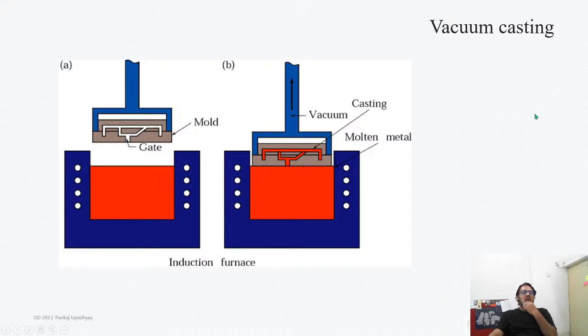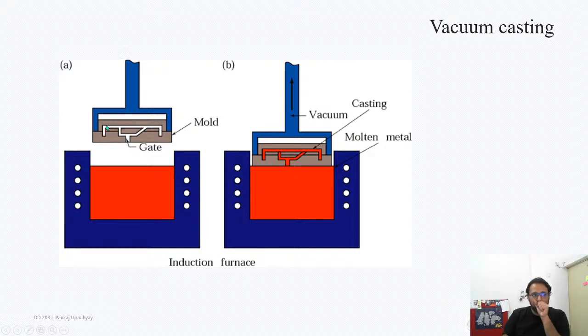Anyway, the other thing is vacuum casting. In low pressure die casting, what we did was pressurize the top surface of the molten material so that it flows into the die cavity. Here, however, instead of pressure, we are using vacuum.